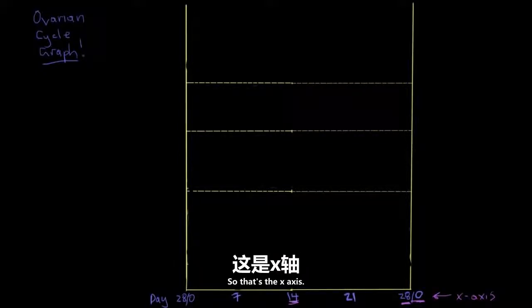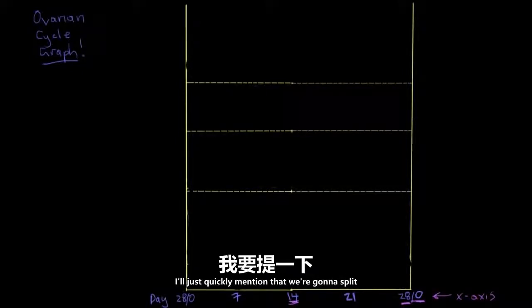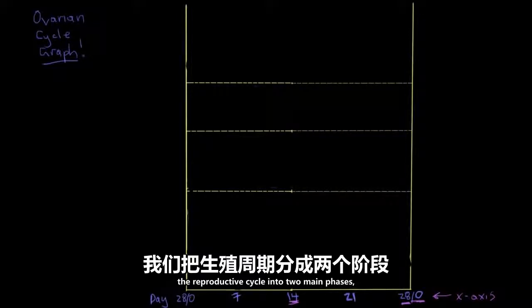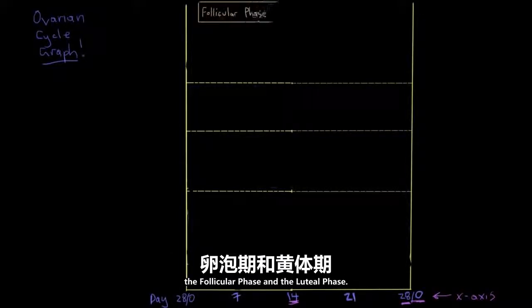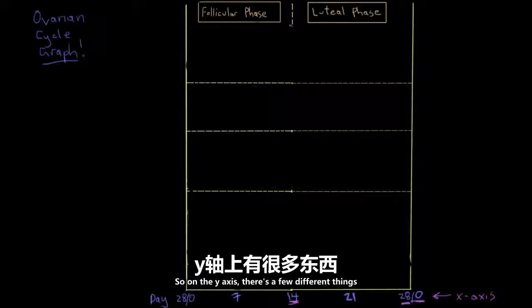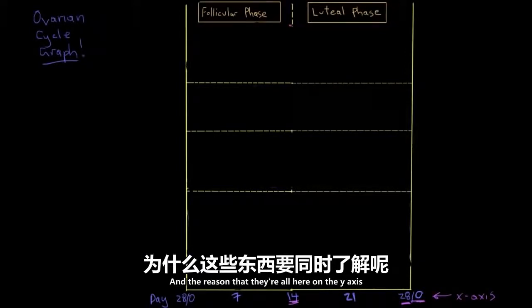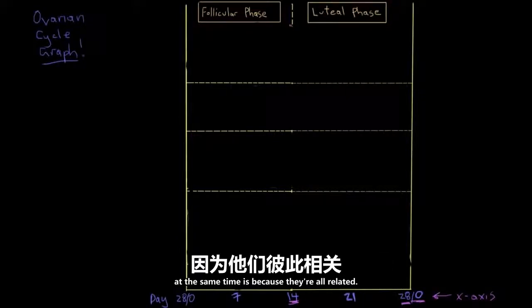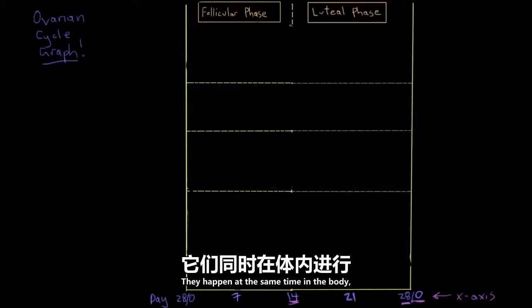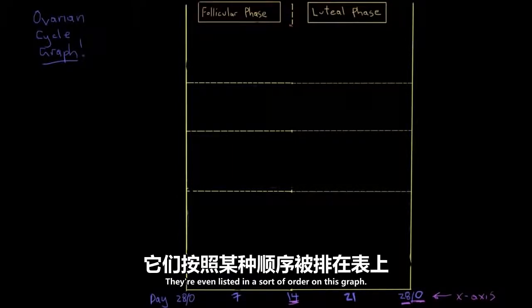So that's the x-axis. Before we talk about the y-axis, I'll quickly mention that we're going to split the reproductive cycle into two main phases, the follicular phase and the luteal phase. You'll see why they're called that soon. On the y-axis, there are a few different things that we'll track at the same time. The reason they're all here at the same time is because they're all related. They happen at the same time in the body, so we want to see them all at once on one graph. They're even listed in a sort of order on this graph.